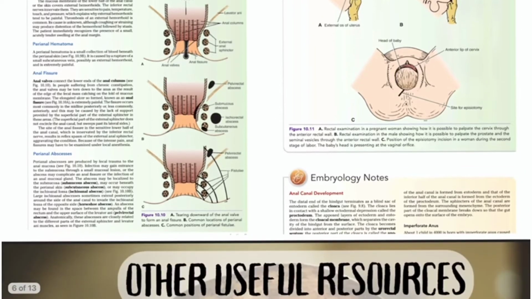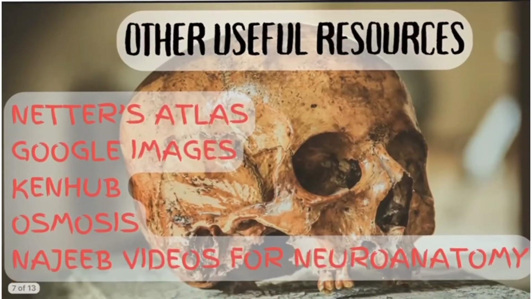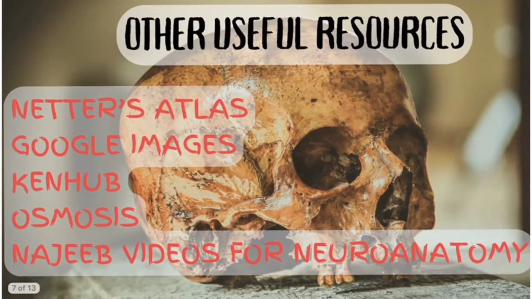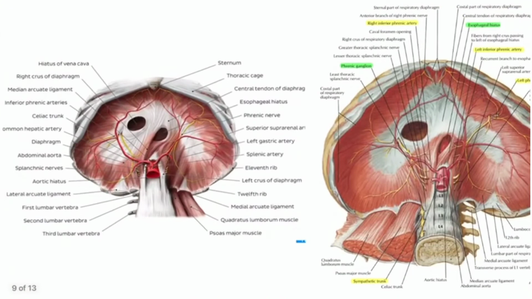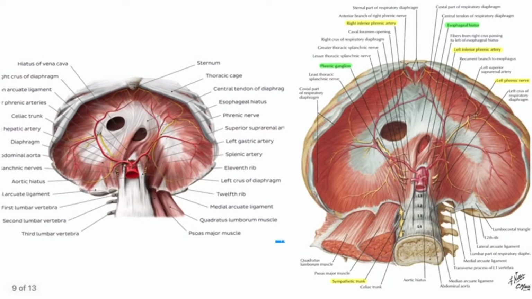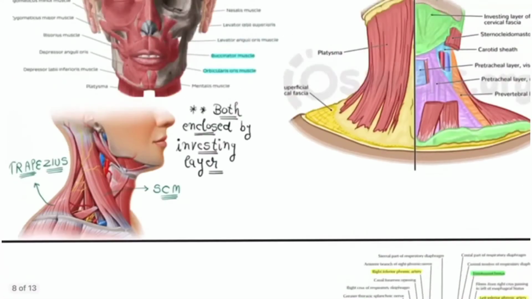Okay, so we're done with gross anatomy, and let's also look at some useful resources. You can use Netter's Atlas for pictures. It has really good pictures. For example, this picture of the diaphragm I took from Netter's. Every structure is labeled and elaborately explained.